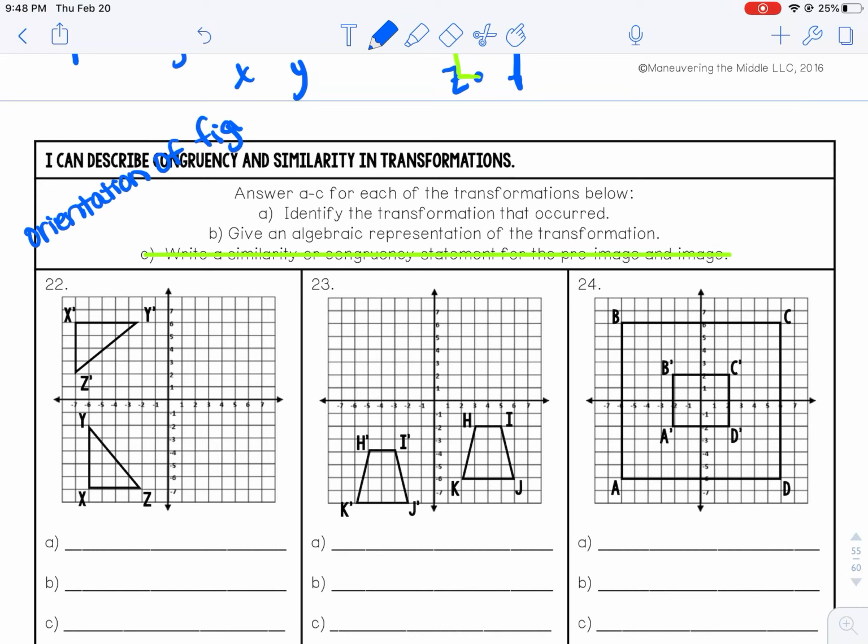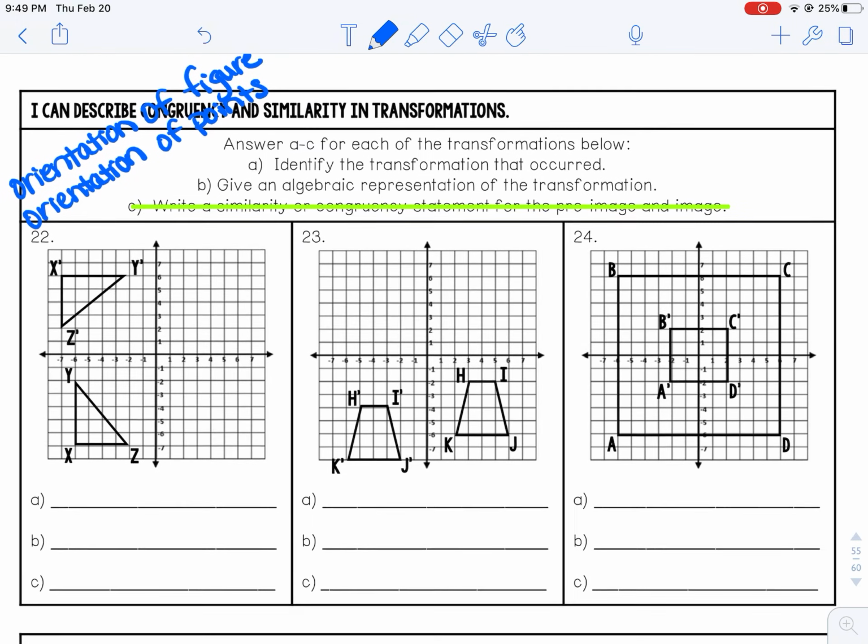Okay, remember, if the orientation of the figure stays the same, you're probably dealing with a transformation. You also need to think of the orientation of the points. If they're not in order, you're dealing with a reflection. Let's see what else you got going on here. And look at the size. If the size is different, then you're definitely dealing with a dilation.